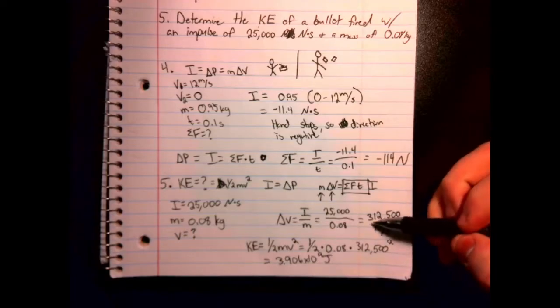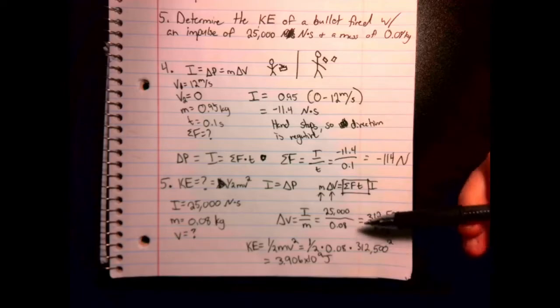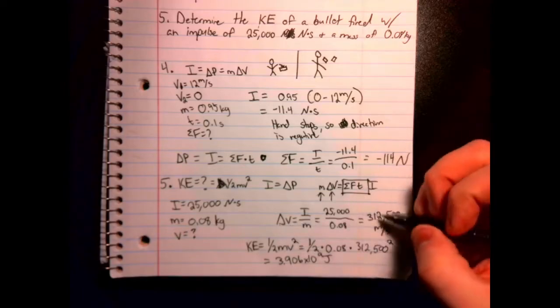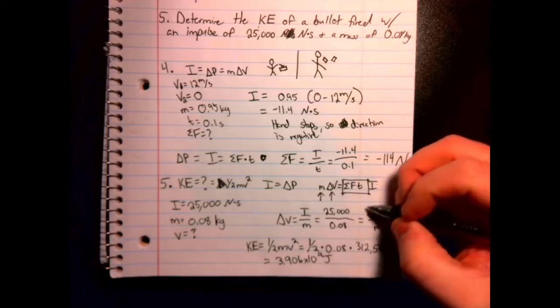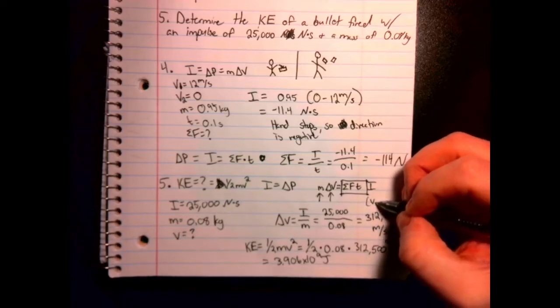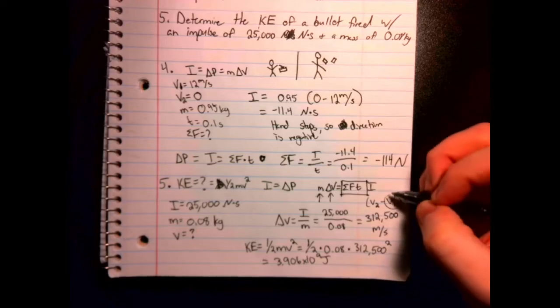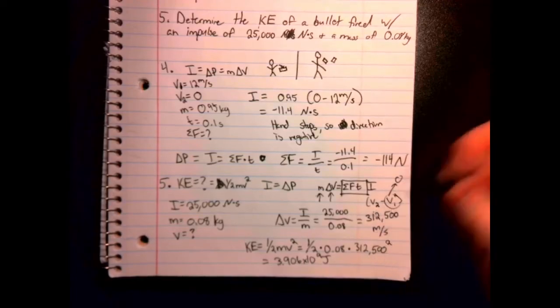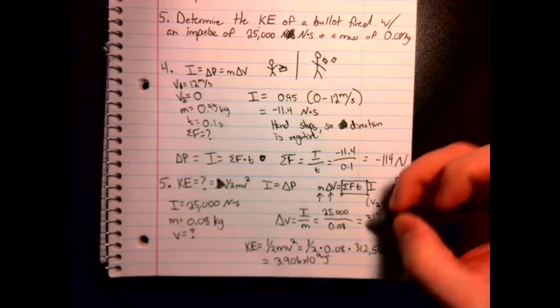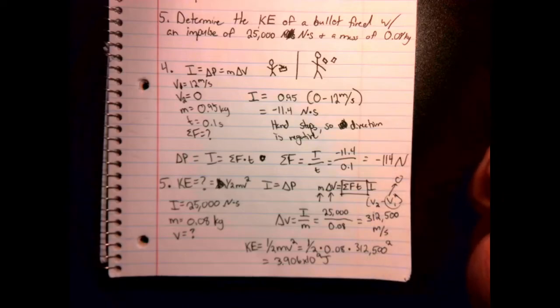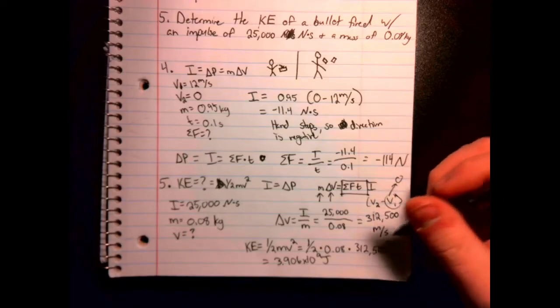And we know this must be the answer if we think about it: technically we solved for delta v, the change in velocity, but remember that would be v2 minus v1, and we know that the bullet before being fired was at rest, so the only thing that could have added to that, something minus 0, would have just been the same thing. It would have been 312,500.